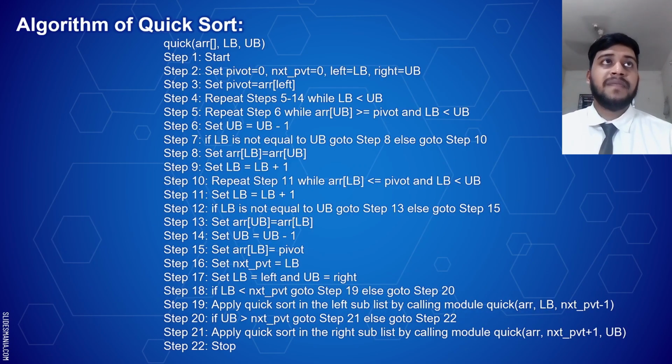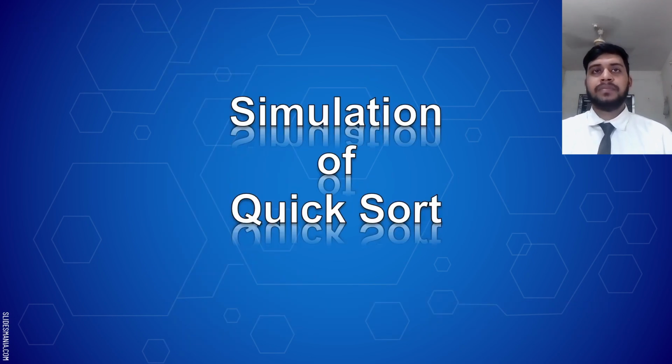Here are the basic steps of the quicksort algorithm. It works in a recursive way. It divides the array into sections and sorts them. Here you can see in steps 19 and 21 the recursive call occurred. To understand the algorithm more, here we have a simulation of quicksort.